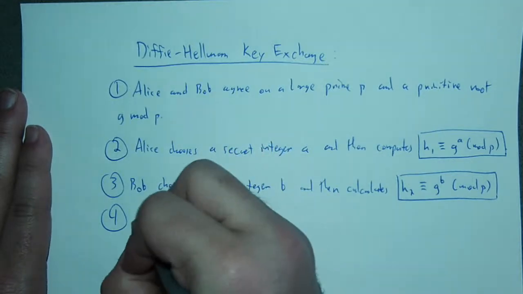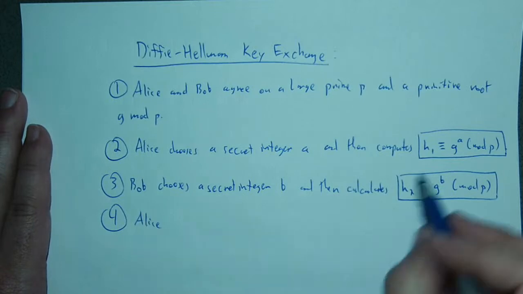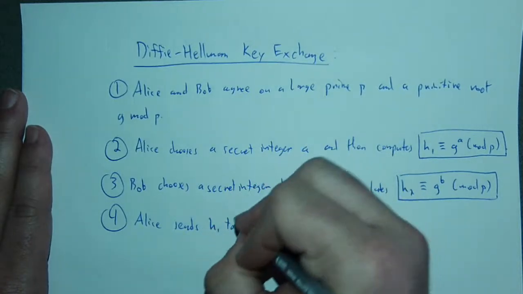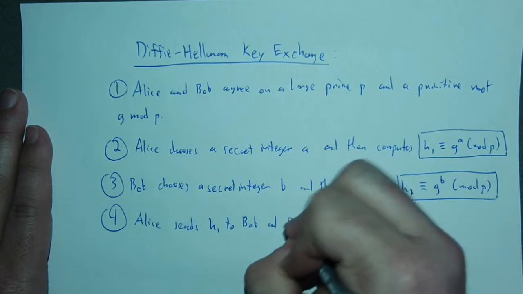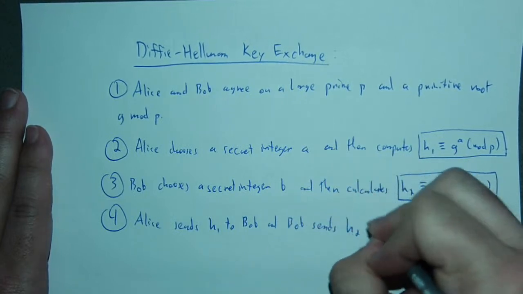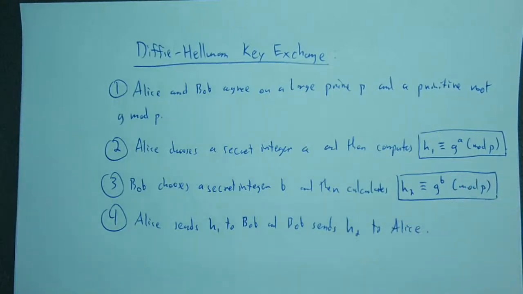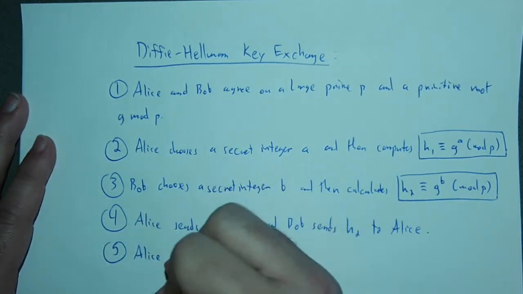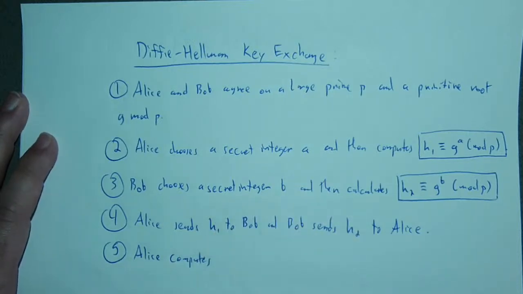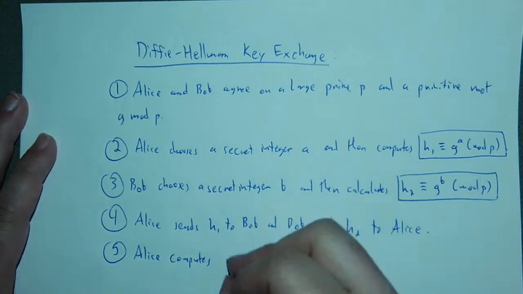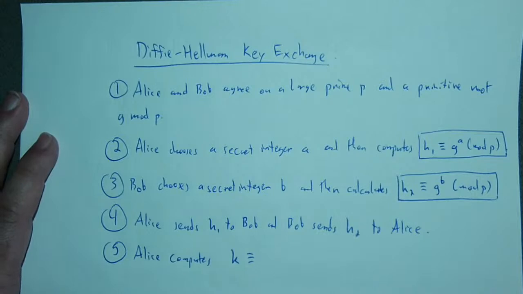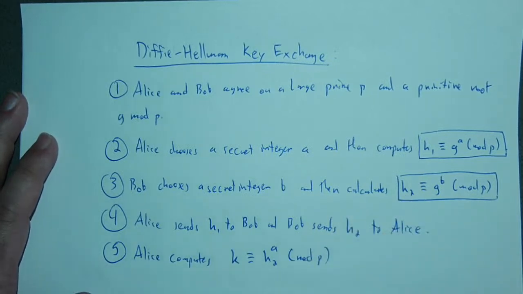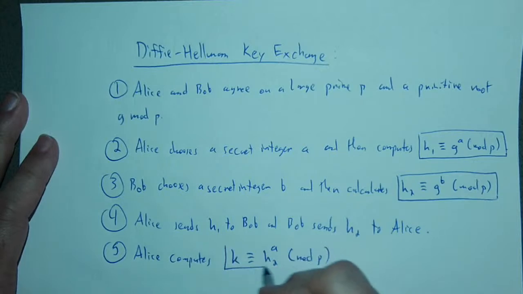So the next step is Alice sends her computed h sub 1 to Bob, and Bob sends his computed h sub 2 to Alice, right? So Alice sends h sub 1 to Bob, and Bob sends h sub 2 to Alice. Okay, so then Alice computes h sub 2 raised to her secret integer. So she computes this k, which is h sub 2 raised to her secret integer a mod p. That gives her something she's calling k.